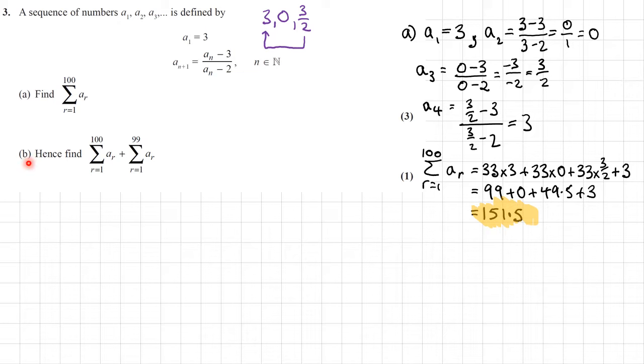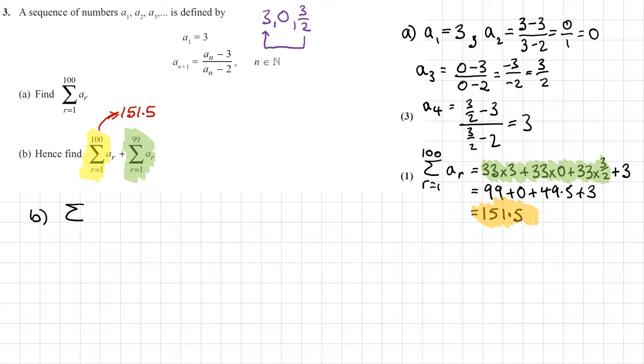And then part B, it says hence find the sum of the first 100 terms plus the sum of the first 99 terms. Well, I've already worked out this, haven't I? Yeah, so I know that already is 151.5. Now if I want to find the sum of the first 99 terms, let's colour code it, so the sum of the first 99 terms is this part here, without the 3 added on at the end. So that should be quite straightforward to work out.